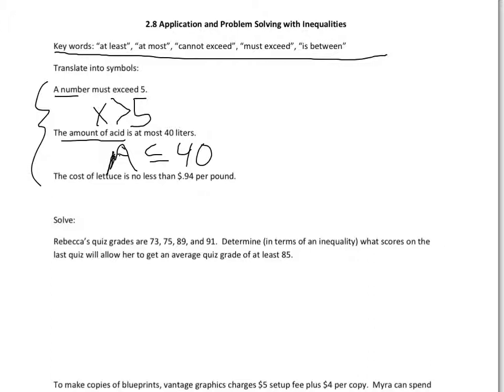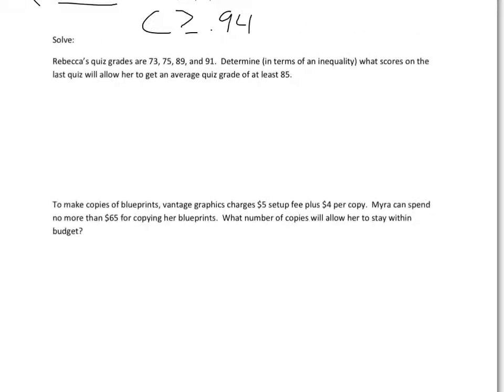And the cost of lettuce, we'll say cost of lettuce is C, is no less than. So no less than means it must be greater than, or it could be equal to, because it's just not less than. So greater than or equal to 0.94 per pound. So those are just translating those. Now we got a couple problems in here that we're going to be doing, and I'll explain how I would go about solving them.